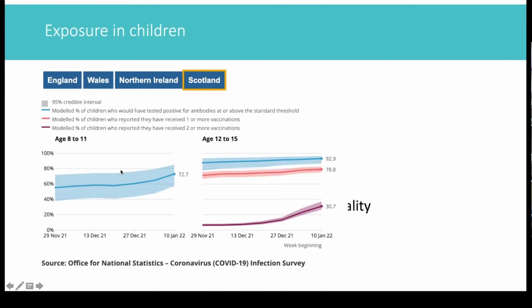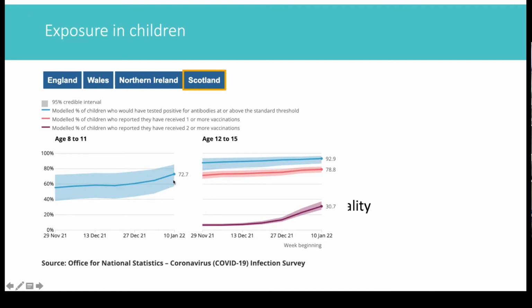But I found this particularly shocking. This is data on antibodies, so model data on the seroprevalence of children, whether they have antibodies or not. And it shows that in the age group 8 to 11-year-olds, which we know is unvaccinated, almost all of them are unvaccinated, the antibody prevalence is 73%. This means that at minimum, 73% of children have been exposed to infection, not vaccination, infection. And I personally think that's a huge failure.